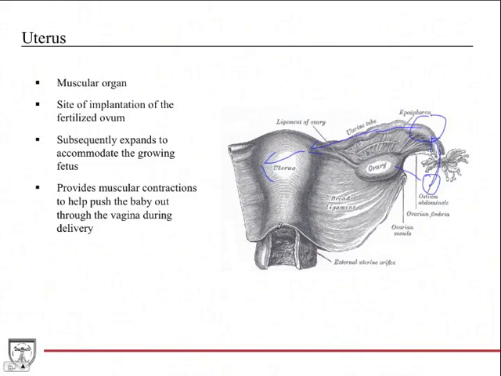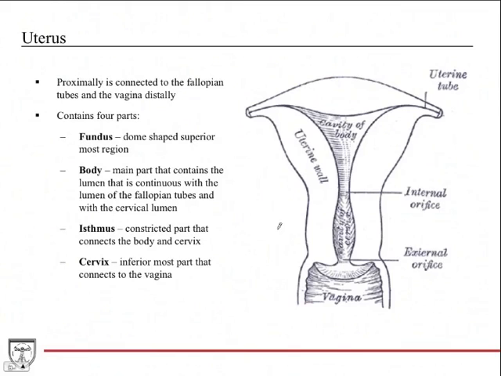After implantation, the uterus subsequently expands to accommodate the growing fetus, so it's a very distensible organ. And then during birth, it provides the muscular contractions to help push the baby out through the vagina during delivery. Proximally, it's connected to the fallopian tubes and to the vagina distally. So here's where our connections are to the fallopian tubes on both sides. And then you have the vagina down here, which is the distal connection.